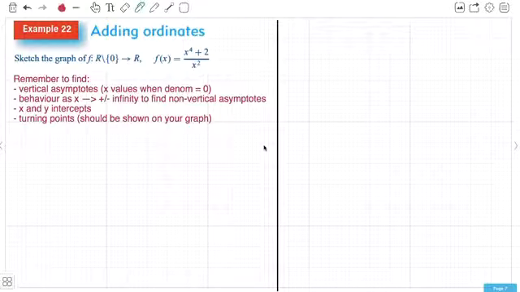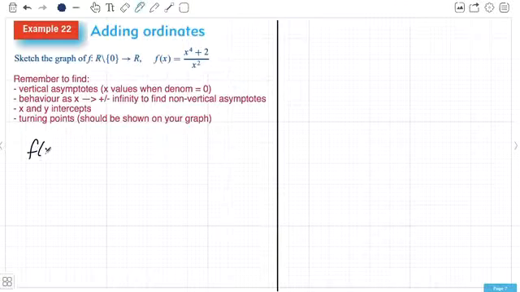So adding ordinates again, and the reason that I know to do that is because this is not a graph that I've really ever seen before. It's not like a standard graph. So what I'm going to do is try and make this into something that I recognise, and hopefully the addition of two things that I recognise.